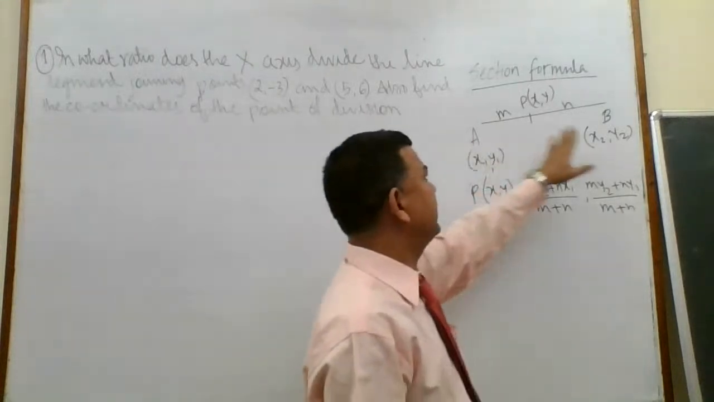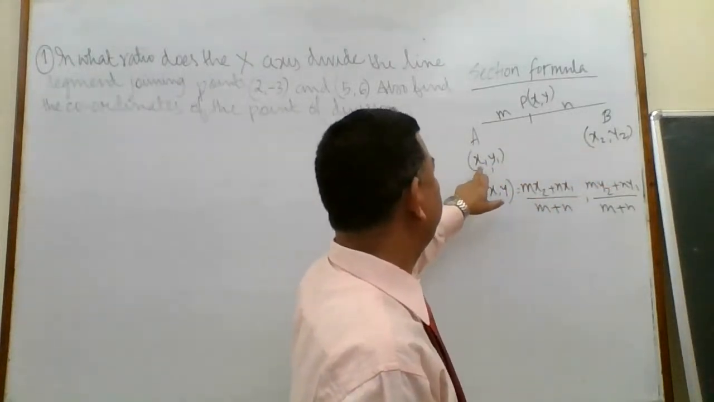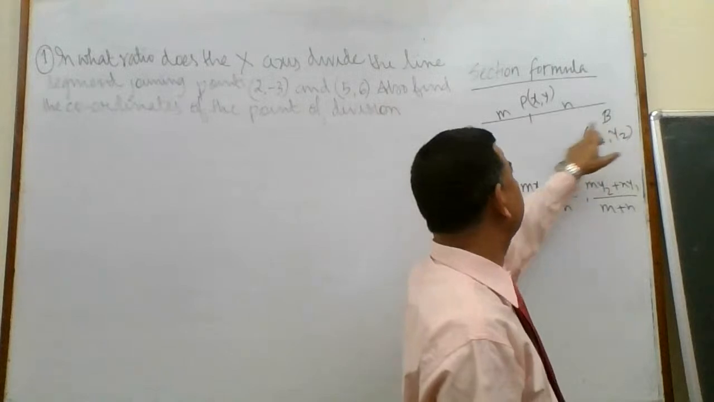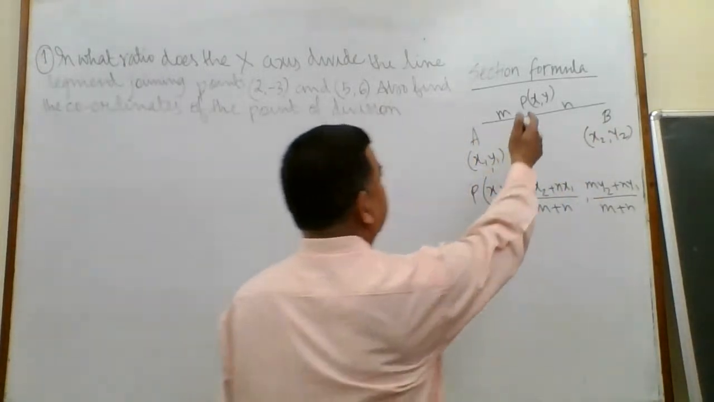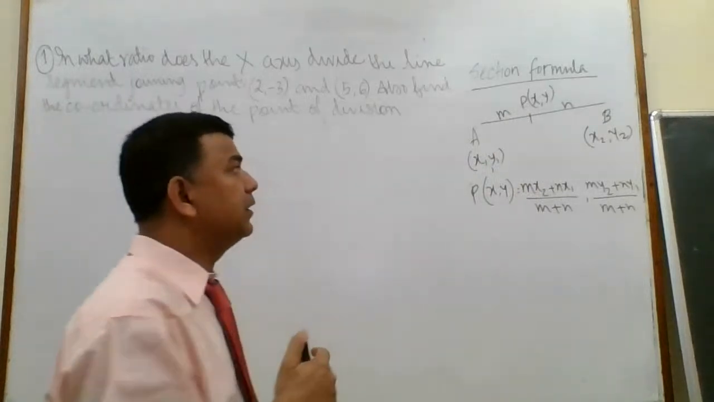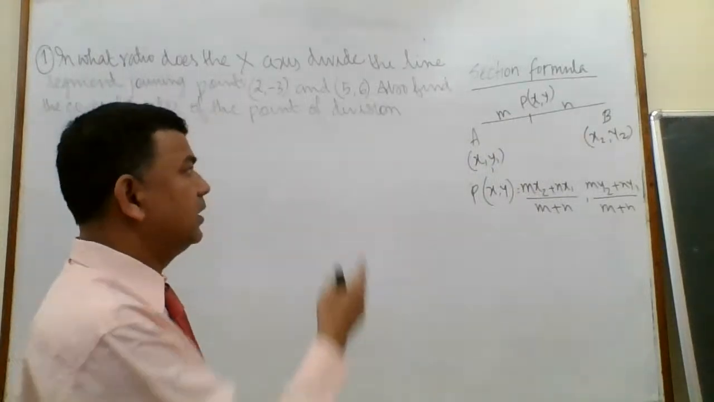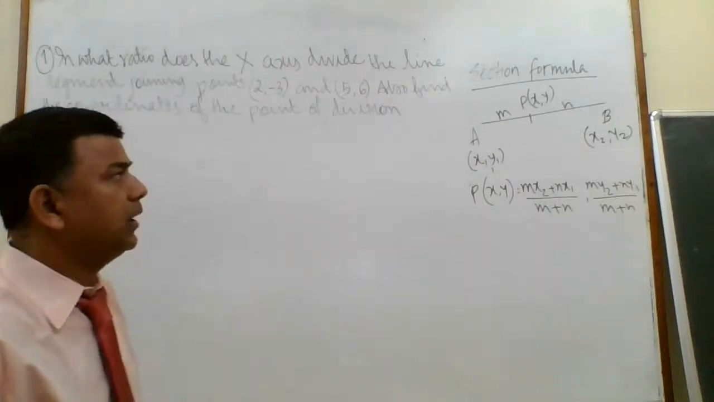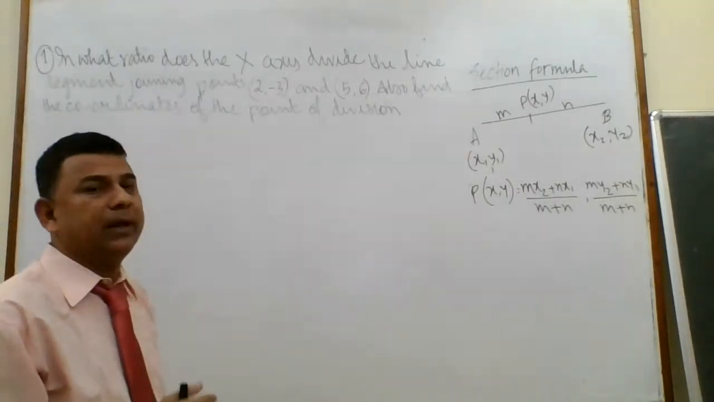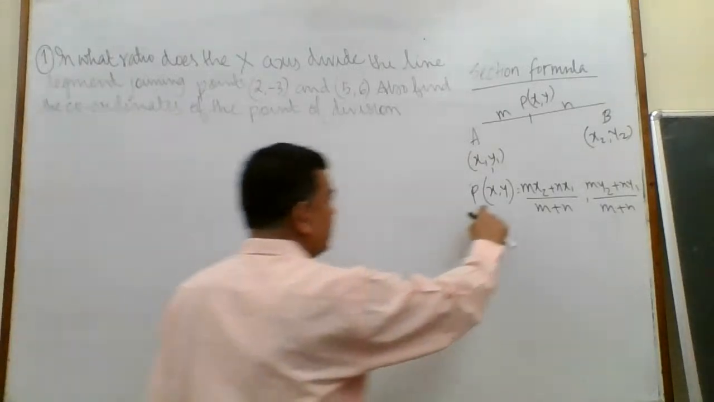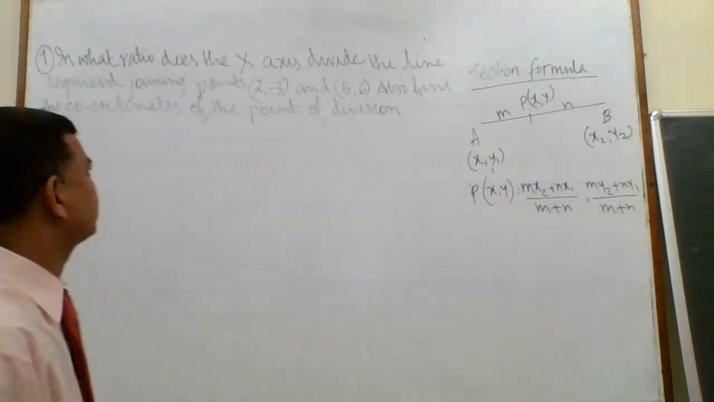We have a line segment AB, which is formed when points A and B are joined with coordinates x1, y1 and x2, y2. It is point P who is doing the division or making the section. It has a particular coordinate x, y, and the ratio into which it is being divided is m is to n. The formula is this one.